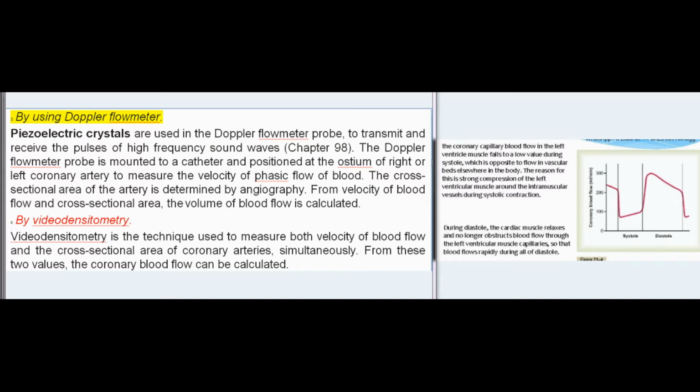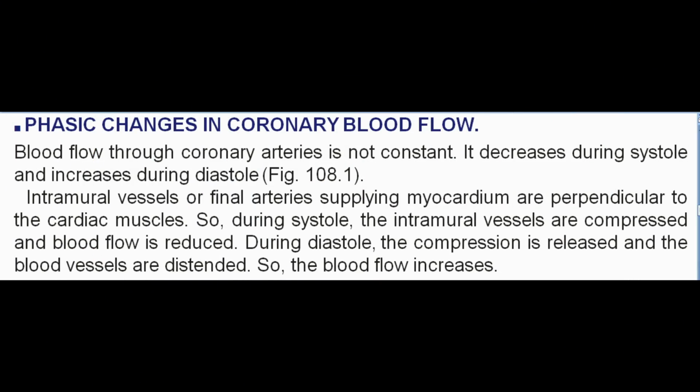By videodensitometry. Videodensitometry is the technique used to measure both velocity of blood flow and the cross-sectional area of coronary arteries, simultaneously. From these two values, the coronary blood flow can be calculated.